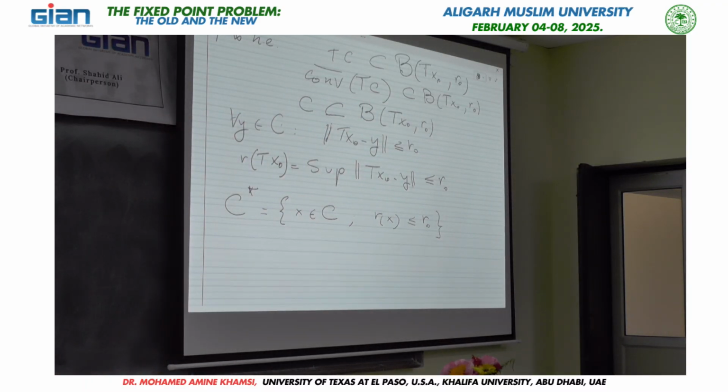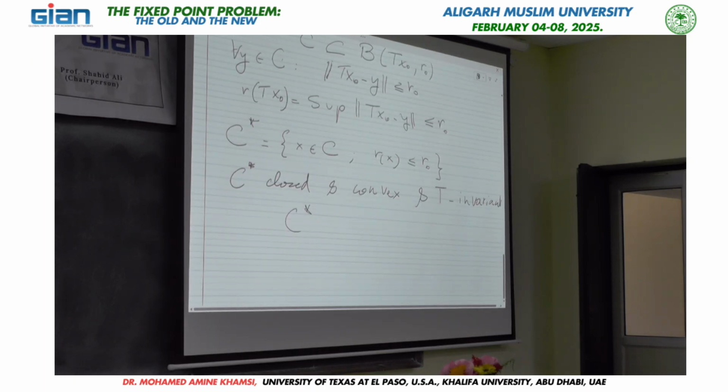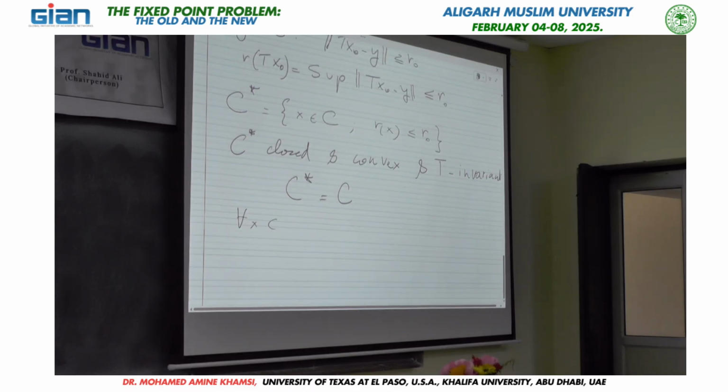Yeah? So we have what? C star closed, because R is Lipschitzian through the triangle inequality. And convex, because R is convex. And T invariant. This gives me what? C star equals C by minimality. What does it mean? It means any x in C, R of x is less than R of x0.